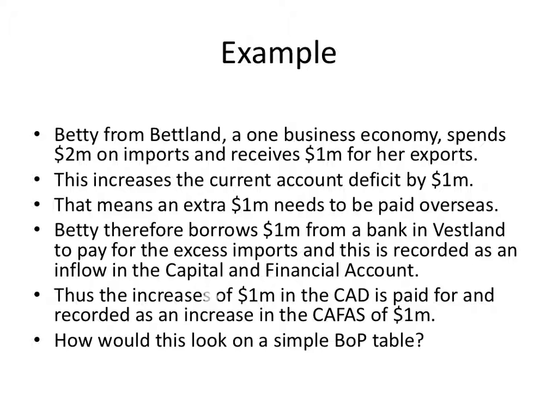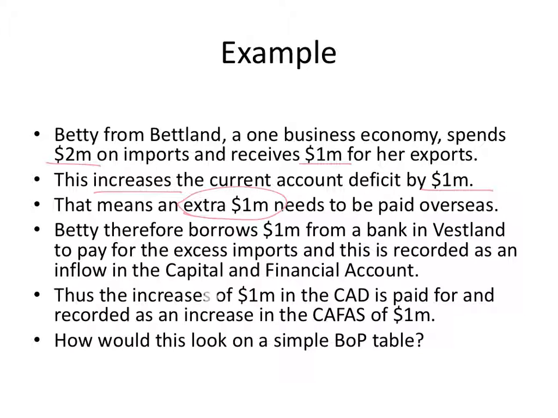Okay, so let's take a really simple example. Betty from Betland, a one business economy, spends $2 million on imports and receives $1 million for her exports. So she's spending $1 million more on imports than she's receiving for exports. So it increases the current account deficit by $1 million. So $1 million extra is being paid overseas than is coming in.